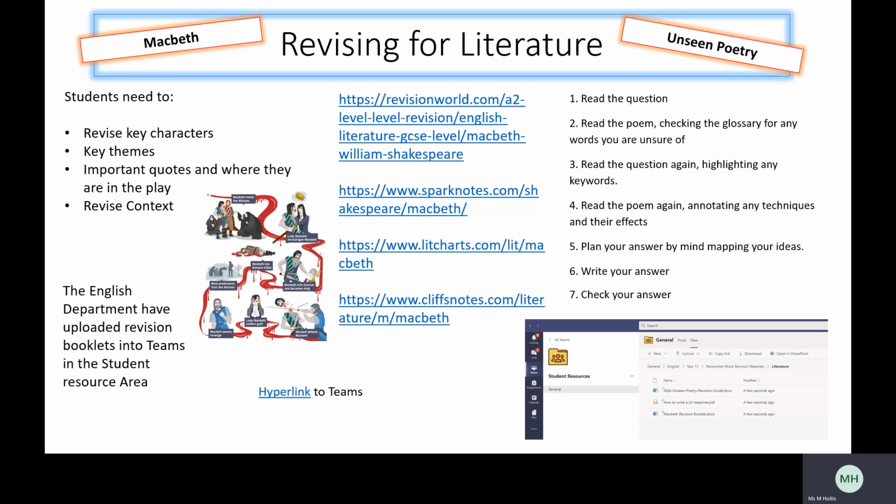For unseen poetry, again, using the revision from their English exercise books from school, students can also look on Teams for further resources. But quite simply, students can pick up any poem, read the poem, and think, what is the message? Are there any themes appearing? Are there any poetic techniques in the poem? Why are they used? So these are all different strategies that students can use to help support their revision for their English November mocks and their GCSEs in the following summer.